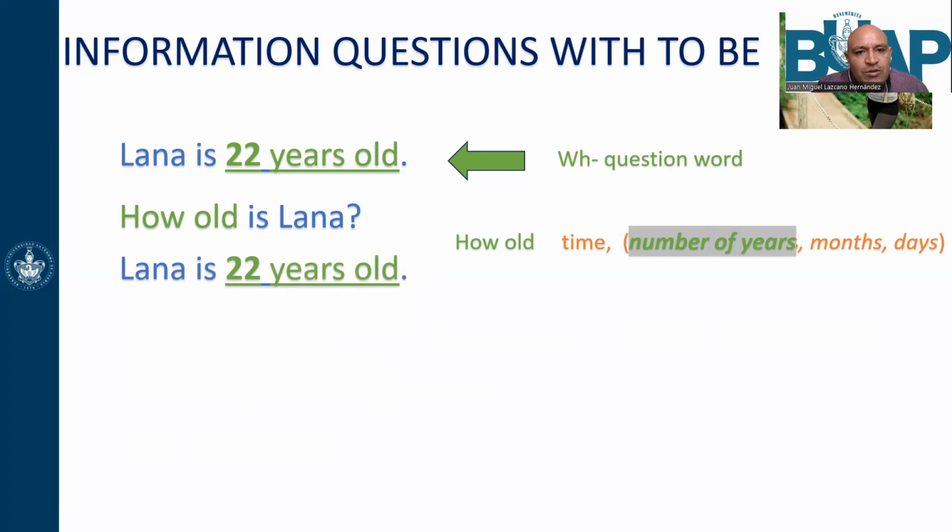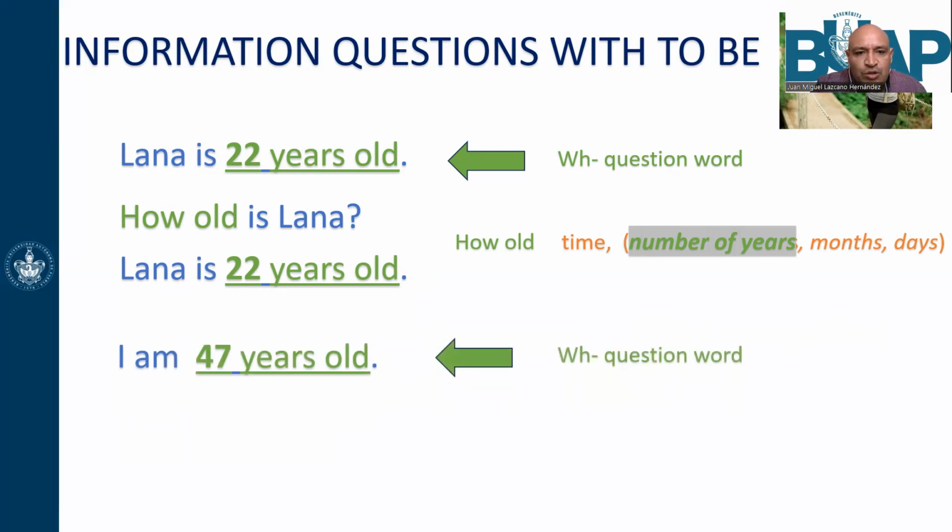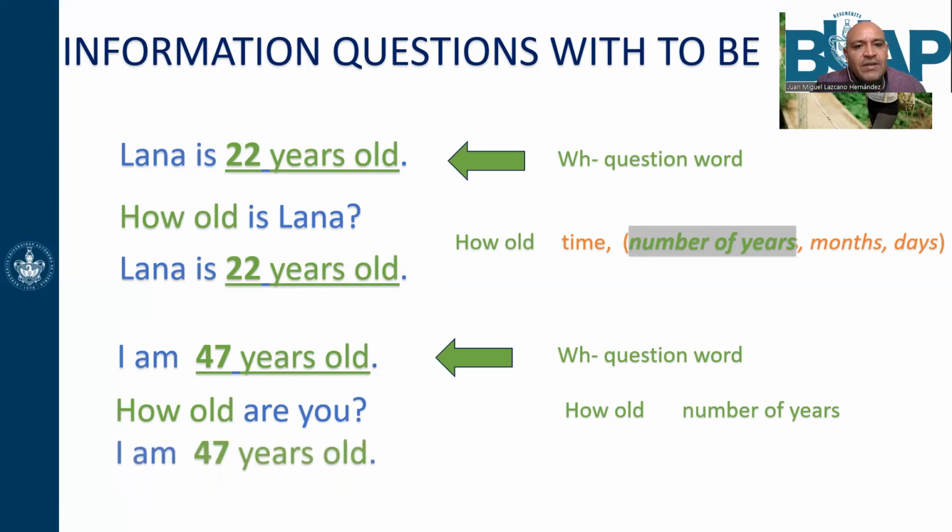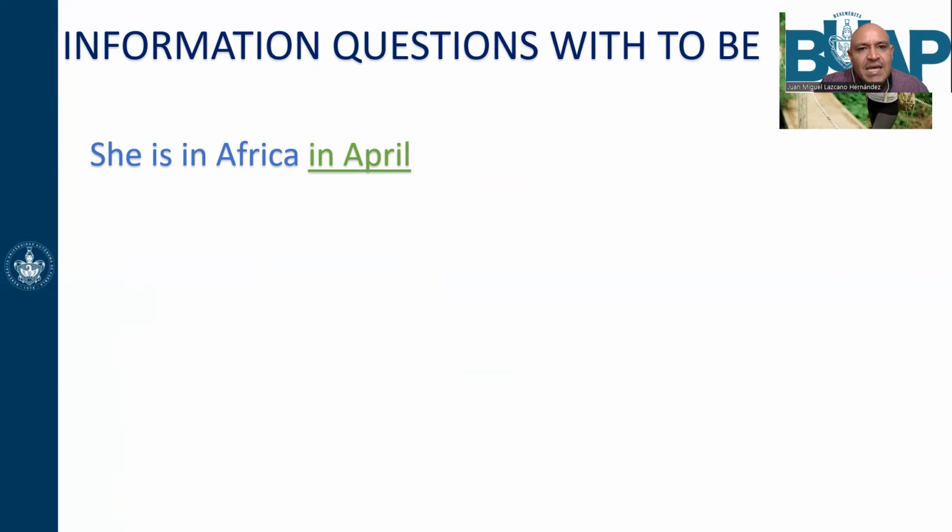Once again, let's look at my information, all right? I am 47 years old. Then, what is the question word that we are going to use for the number of years? How old are you? I am 47 years old. All right? Okay, she is in Africa.